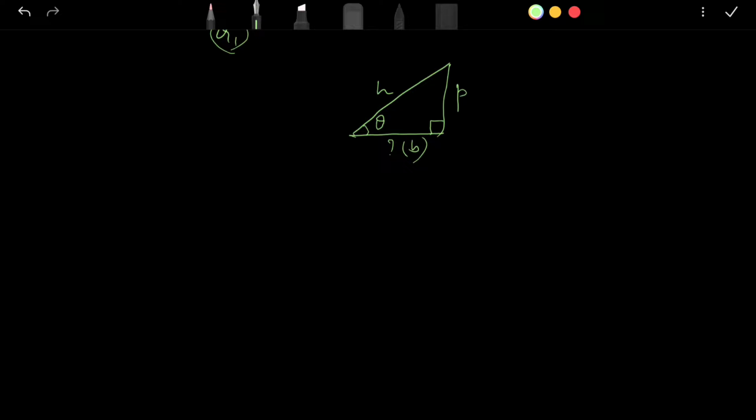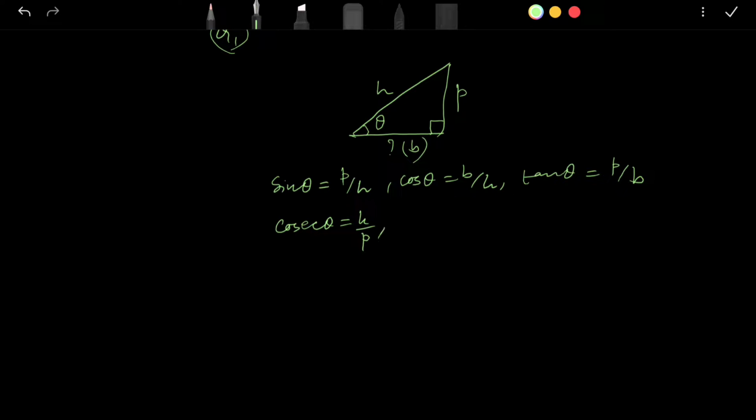Now with respect to this, we defined some trigonometric ratios: sin theta is p by h, cos theta is b by h, tan theta is p by b, and similarly their reciprocals: cosec theta is h by p, secant theta is h by b, and cot theta, the cotangent, the reciprocal of tan theta, is b by p.